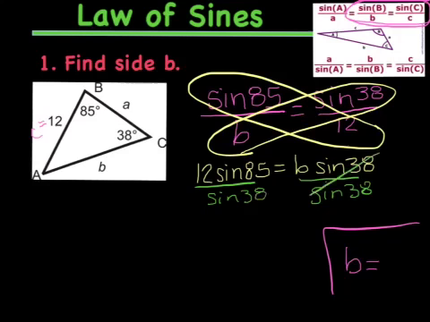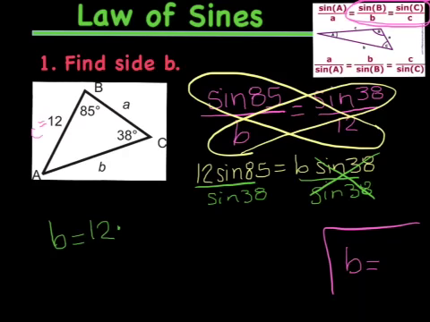Okay, well, this goes away, and now we have what b equals. So you're basically going to have to use your calculator and get what is sine of 85. So that's what we have to work out with the calculator. And what is sine of 38? So let's do that.